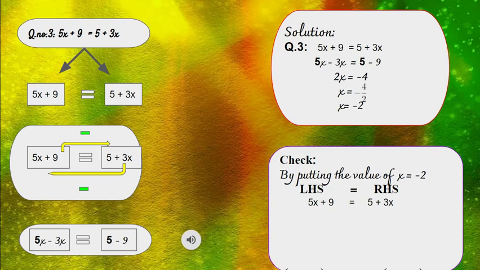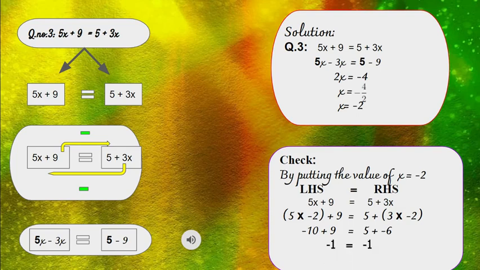So 5 into minus 2, that is equal to minus 10. Now minus 10 plus 9. Minus 10 negative integer plus 9 positive. So different sign, subtract 10 minus 9, 1. Then what is the sign of 10? Minus. So minus 1 is the answer.